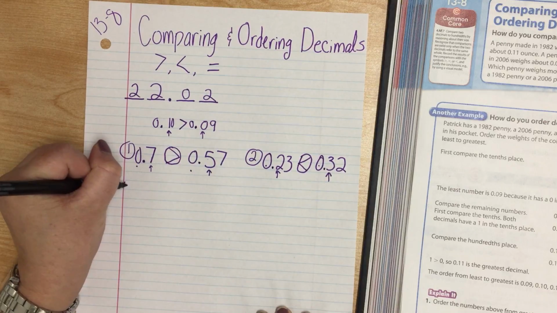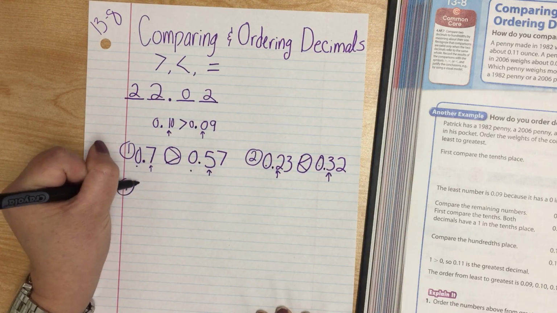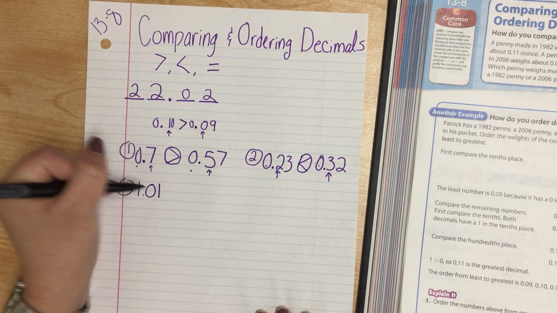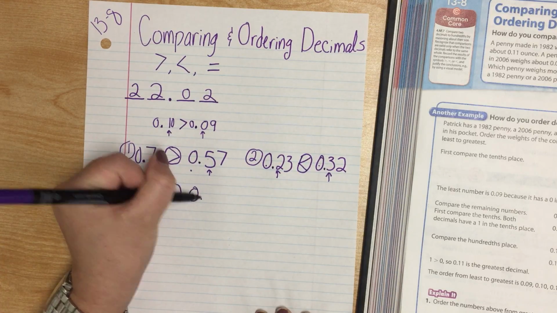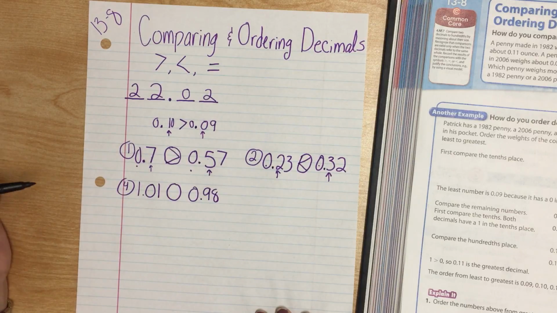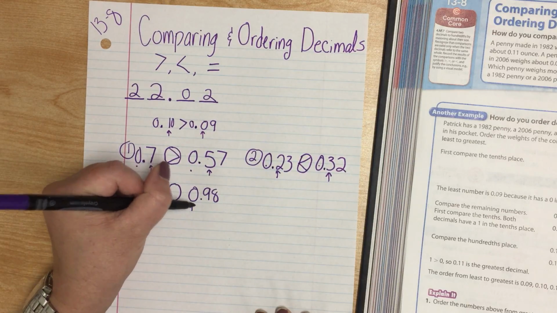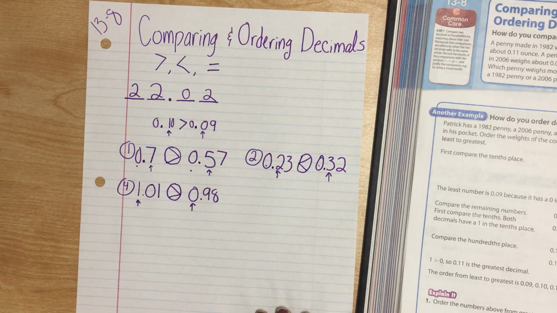Okay, for number 4. 1.01. Okay, I've got a whole number there. I got to remember that. Compared to 0.98. All right, there we go. Whole number? No whole number. Bigger.